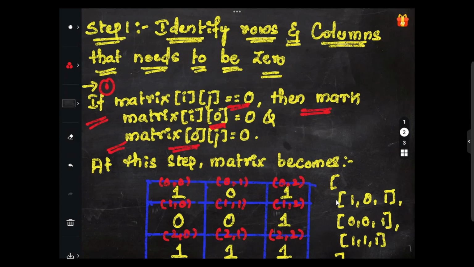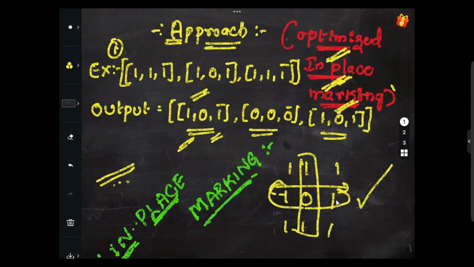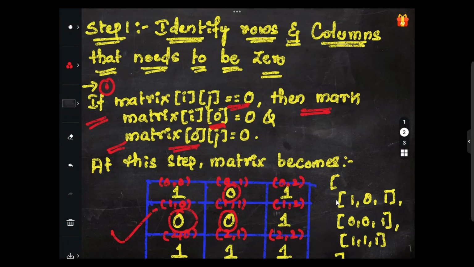So here matrix of i j is 0. We will mark matrix of i 0 and matrix of 0 j as 0. At this step the matrix becomes this one, you can clearly see here. So now we are converting this matrix. The matrix 1 1 1, 1 0 1, 1 1 1 that we have considered will be converted to 1 0 1, 0 0 1 and 1 1 1 at this step. This is the first step: identifying the rows and columns that need to be 0. If matrix of i j equals 0, then we mark matrix of i 0 and matrix of 0 j as 0.